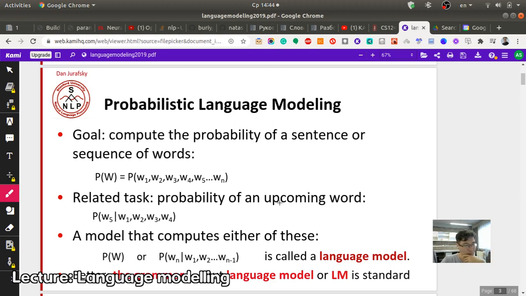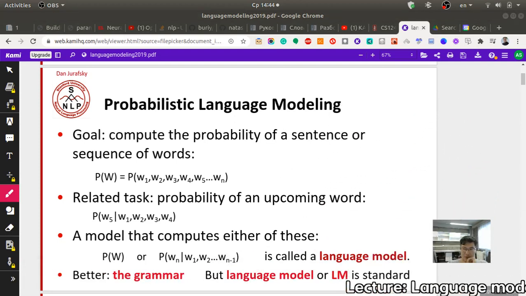A related task is the probability of an upcoming word. For example, we have four words, and what is the probability that the fifth word will be this one? Like in the previous example, "15 minuets": how possible is it that after 15 we have minutes? A model that computes either the probability of a sentence or the probability of word n after the previous words is called a language model. So these two things are called language models.